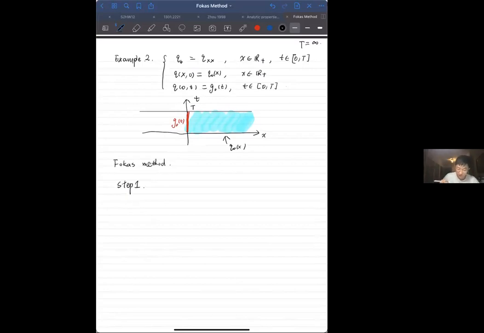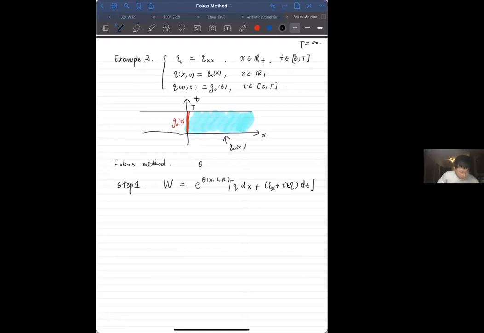The idea is to find the exact one form. For this case, it's very easy to find. Let's denote it by omega: e to the theta, (k q dx plus (qx plus ikq) dt). So this one form is exact. This theta is basically the dispersion relation.